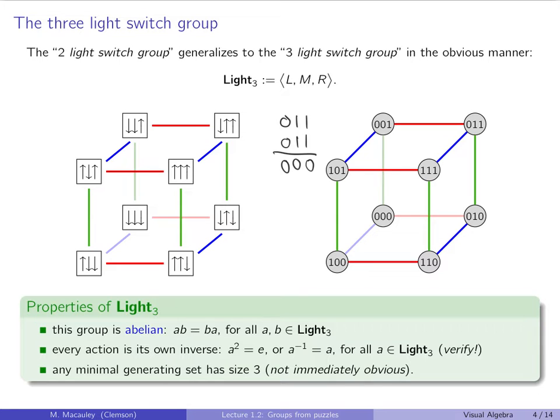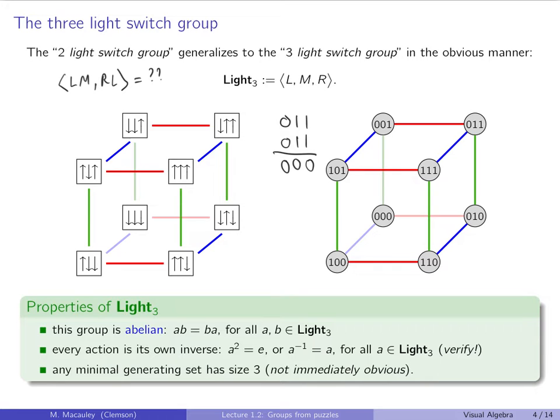It's not clear right away that if you take, say, the group generated by LM and RL, maybe you can get all 8 actions like this. But if you check all the cases, there's not too many to check. You'll see that this is not the case. You need 3 actions to generate this group. So this is a property that this group of size 8 has.